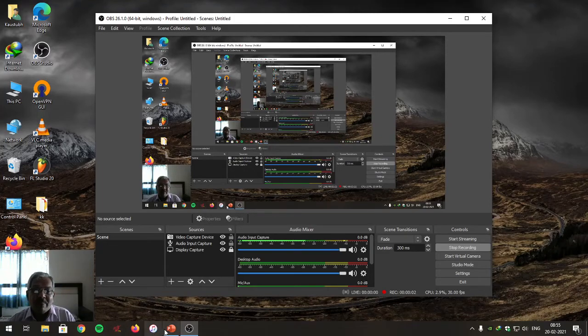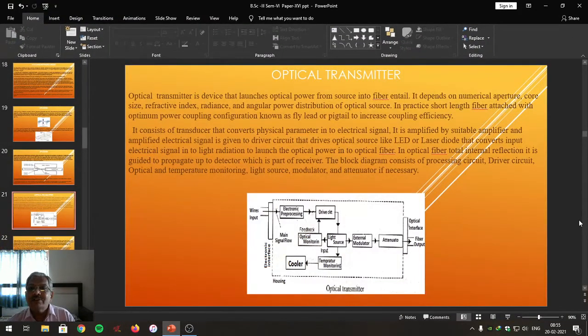Dear students, let us continue with optical fiber communication. Students, in yesterday's lecture, we studied the splicing technique and the connectors used to bind two optical fibers with each other, so as to increase the length of optical fiber to cover a large distance between transmitter and receiver.